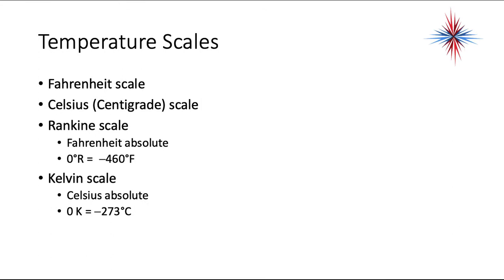Temperature scales, we have Fahrenheit, Celsius, Rankine, and Kelvin. Okay? Rankine is based on absolute zero. Okay? 0 degrees Rankine equals negative 460 degrees Fahrenheit. It's absolute zero. Kelvin is based on Celsius absolute zero. 0 degree Kelvin equals negative 273 degrees Celsius. Again, absolute zero.